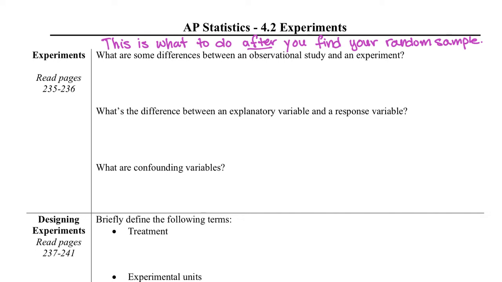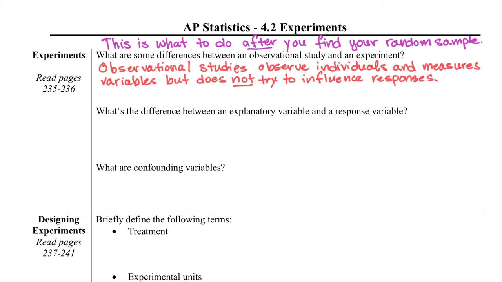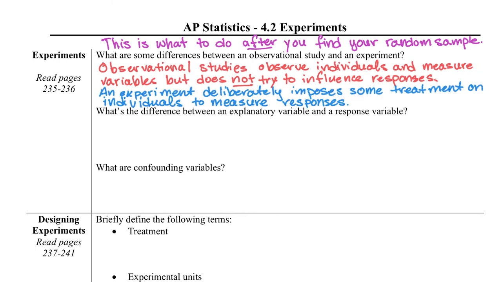The difference between those two. Observational studies, it's just like it sounds. You're going to observe individuals and you're going to measure variables, but they do not try to influence the responses. An experiment deliberately imposes some treatment on individuals to measure responses.